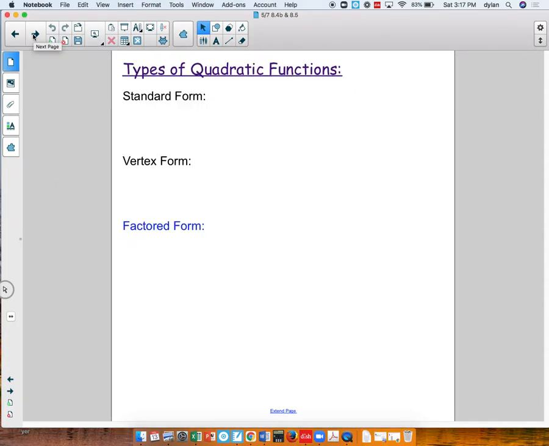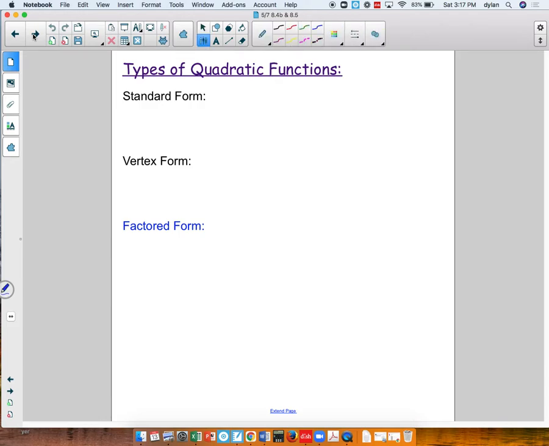All right, so there's three types of quadratic functions, and I want to review them quickly before we get started. So take a moment, see if you can write down standard form and vertex form, because you should already know those two. And then resume the video once you've written those two down.